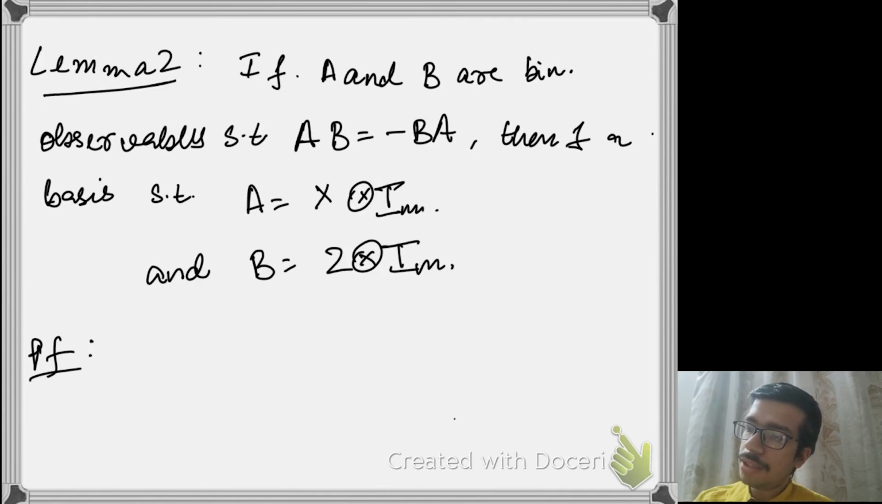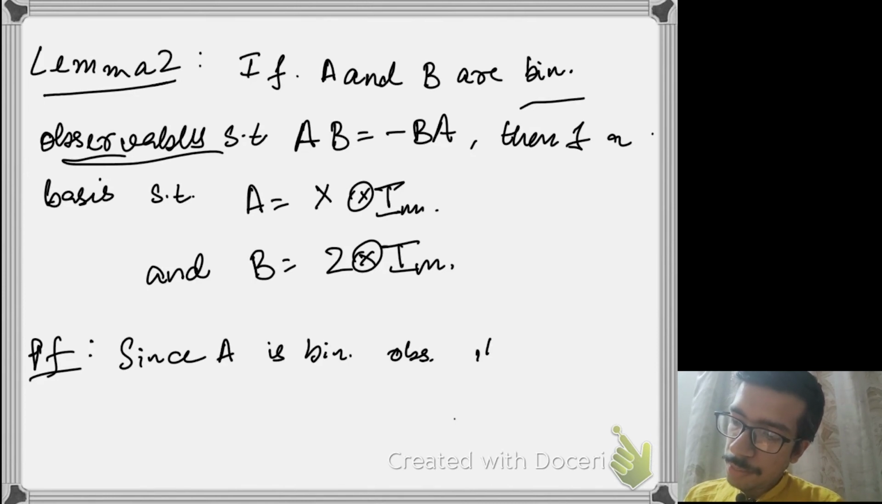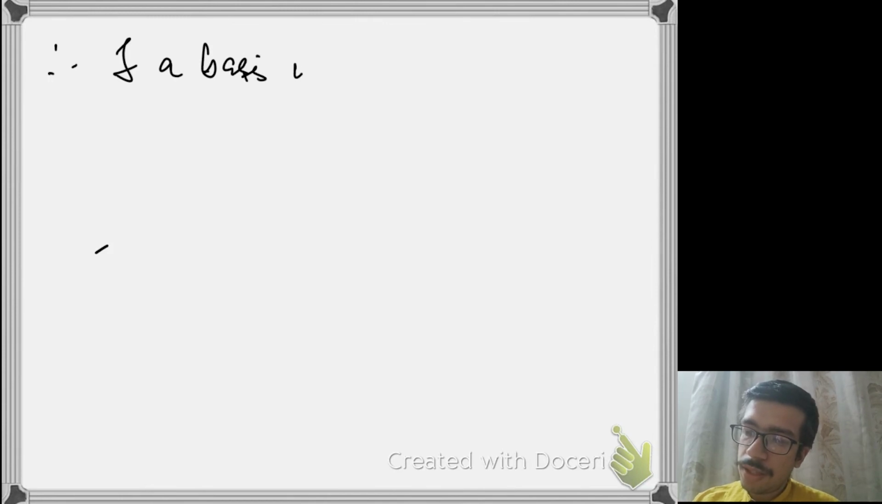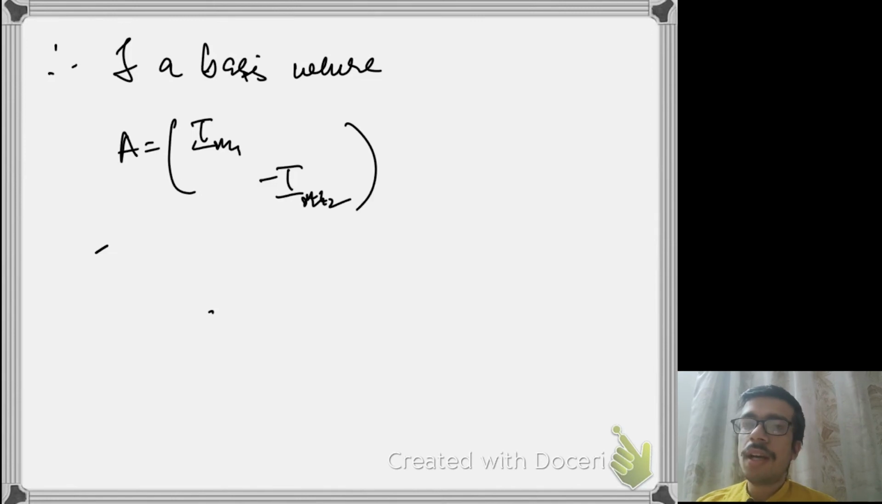So here the crucial thing is that they are indeed binary observables, right? Since A is a binary observable, it is Hermitian with eigenvalues in plus minus 1. Therefore, there exists a basis where A is actually I_M1 and minus I_M2 for some M1, M2, right? I have just collected the eigenvalues plus 1 together and the eigenvalues minus 1 together.